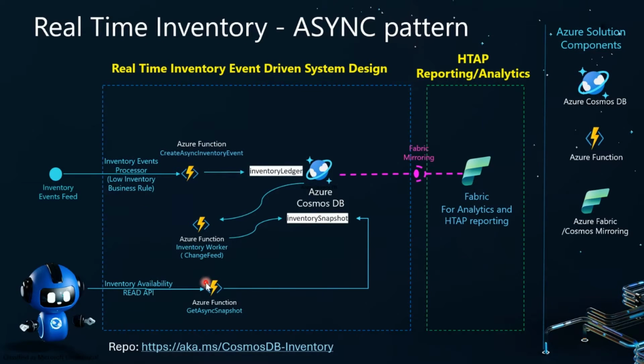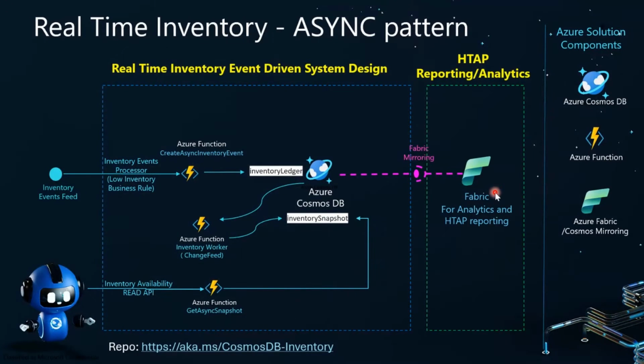Then we have a change feed Azure Function trigger, which listens for all the mutations in that ledger container, takes all the documents, interrogates the event type, and then, based on different event types, uses the patch API in Cosmos DB to patch the state of the inventory in a different container called inventory snapshot. And then we have the simple read API function, which uses read by key, partition key and ID, to do point lookups of those inventory documents.